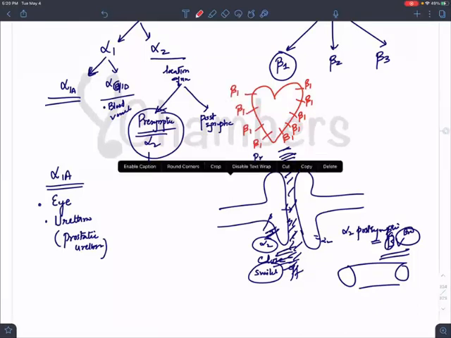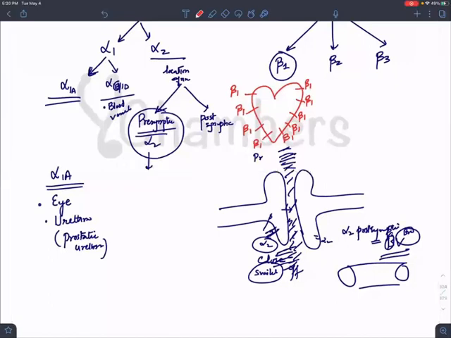Have you decorated? All of the myocardium is richly having this beta 1. Myocardium, not the specialized one. Is it clear? Have you decorated like this? Beta 1, beta 1, beta 1, beta 1 on the heart.